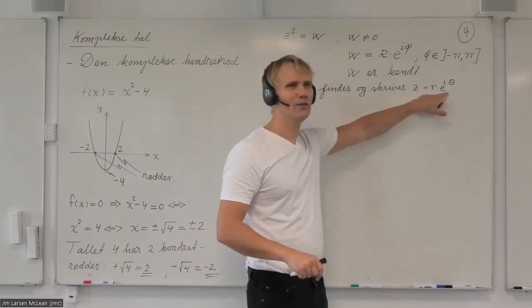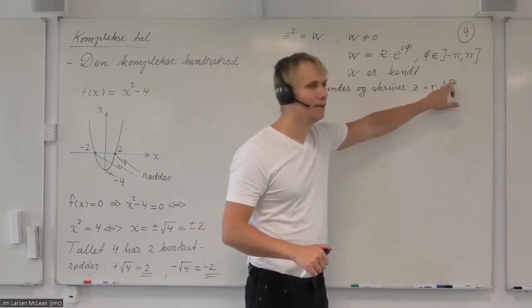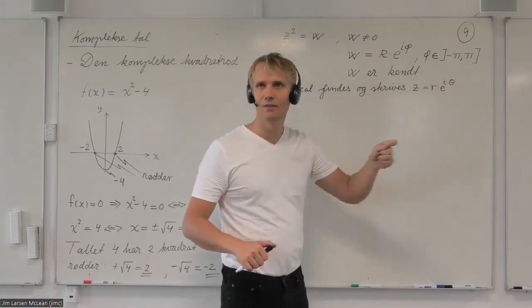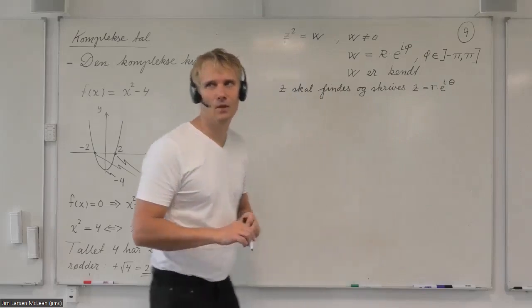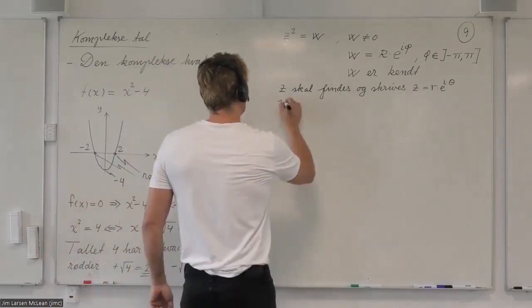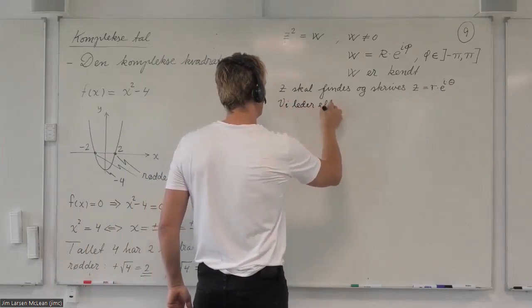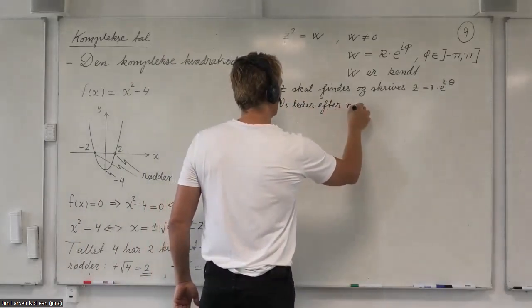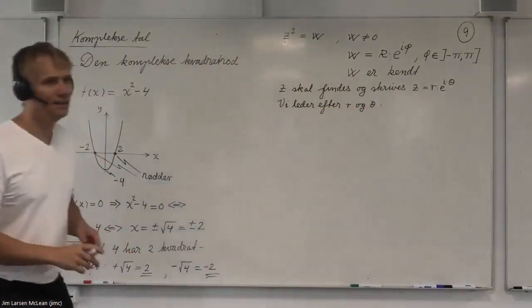And we choose to write Z like this. So who am I really looking for? I'm looking for r, and I'm looking for theta. And if I can find them, then I've found the square roots of W. So we're looking for little r, and we're searching for theta. Let's get started with the search.